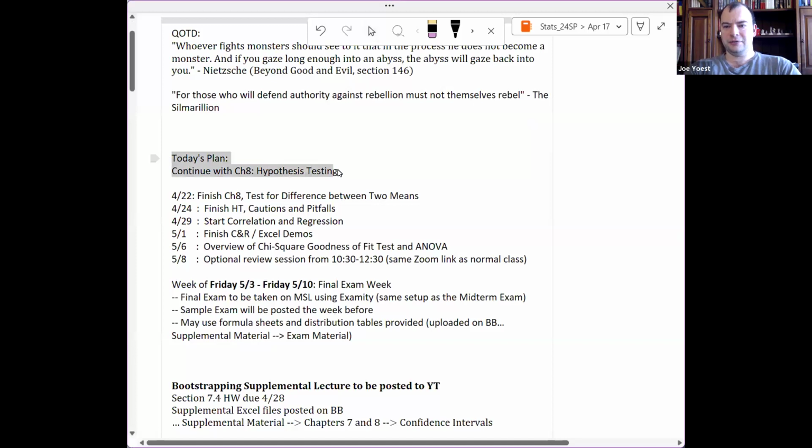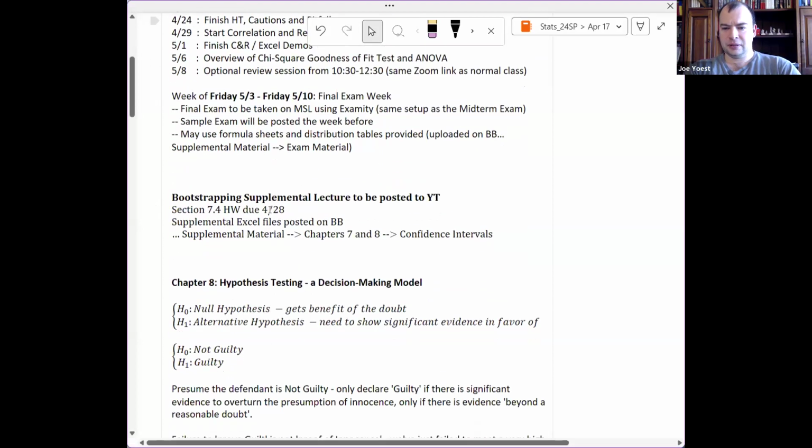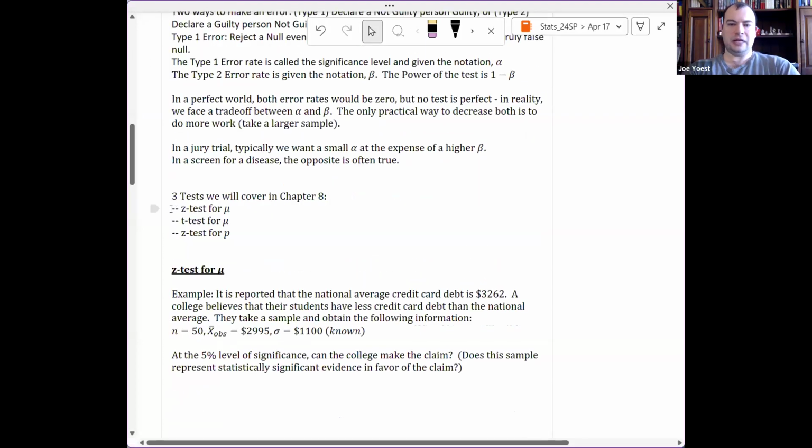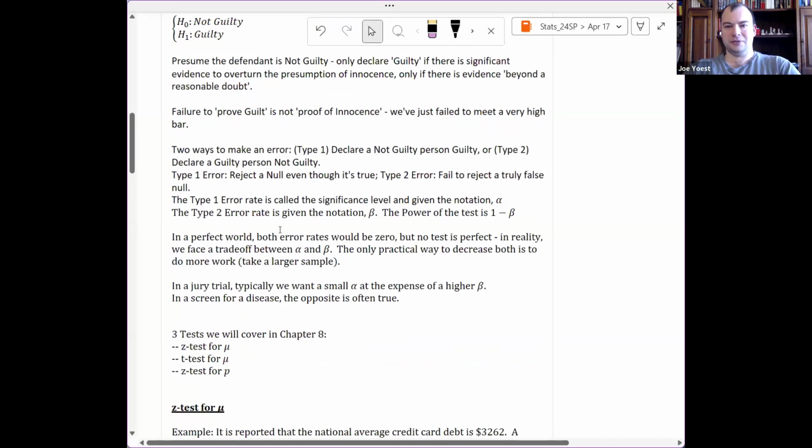All right, so the plan for today is just to continue with chapter 8, hypothesis testing. Last time we talked about z-test for mu. We're going to go back through that, do another example, move on to t-test for mu, and maybe get to z-test for proportion today. So that's the goal for today.